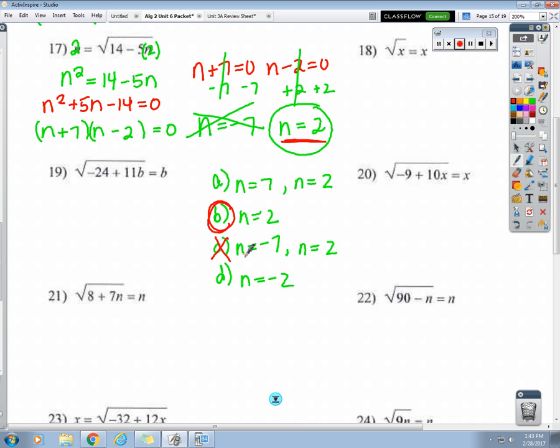An extraneous solution is a solution to an equation that emerges from the process of solving the problem but is not a valid solution to the original problem. All right, number 19.